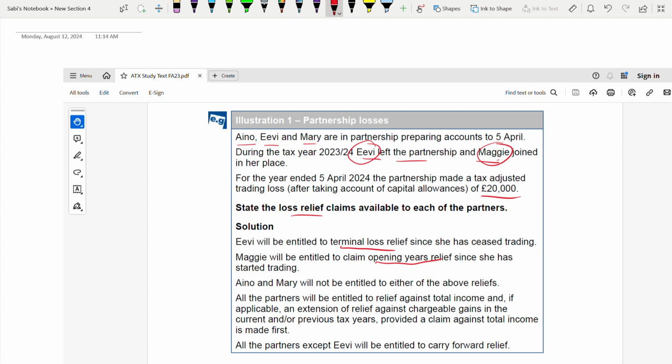After that, we'll talk about Aino and Mary. They are continuing partners. Because they are continuing partners, terminal loss relief and opening year relief are not applicable for them. It's not applicable for them both. That's what is explained in this line.